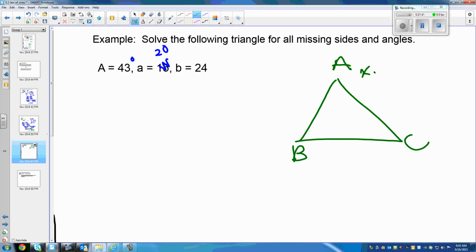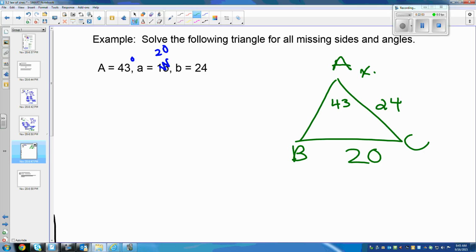And then finally, I have to input what I know. So angle A is 43 degrees, so I'm going to write that here. Side length A is 20, and side length B is 24. So where do I put that in my diagram? Up here, which is 24 here.